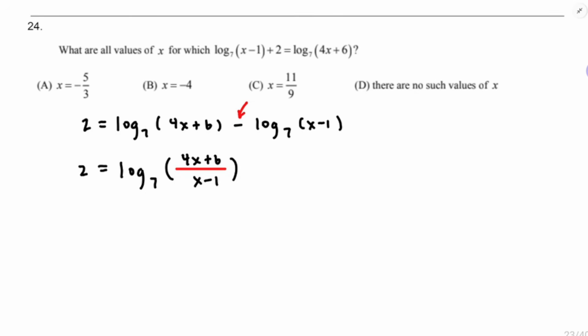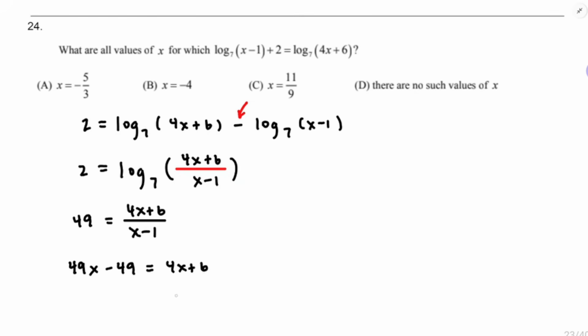Then I'm going to take 7 to both sides' powers, so 7 to the 2 is 49. 7 to the log base 7, well, that's just going to be 4x plus 6 divided by x minus 1. Now, I do feel like this is the type of situation where we might need to make sure that we are not looking at some sort of extraneous root. I just feel like this is the type of situation that could bring one of those up. I'm going to multiply both sides by x minus 1, so I'm going to multiply 49 times the x and the 49 times the negative 1. It's going to equal 4x plus 6.